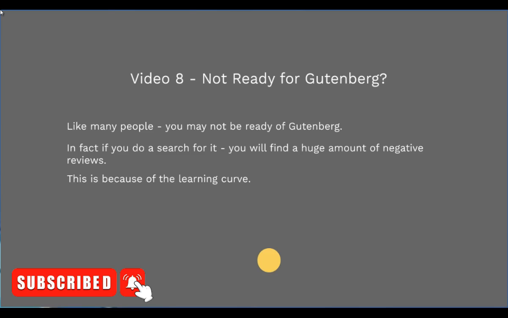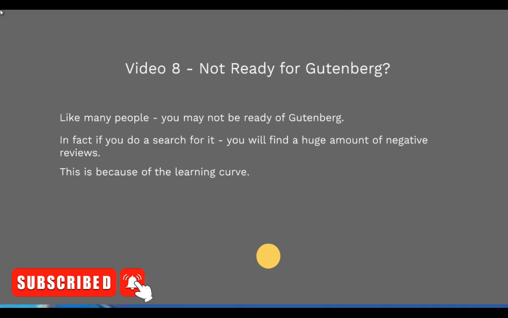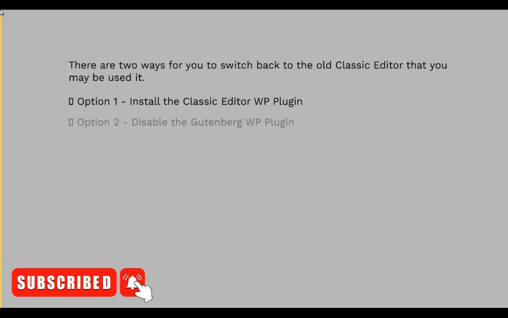But let's say, for example, you have a client who has a website and they just don't want to go over the learning curve. They're editing the site themselves and they're frustrated and they say, I want to go back to the classic editor. If that is the case, then I'm going to give you some options. There are 2 ways for you to switch back to the old classic editor that you may be used to. Option 1 is to install the classic editor WordPress plugin. And option 2, you can disable the Gutenberg WordPress plugin.